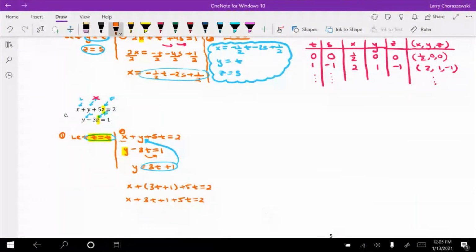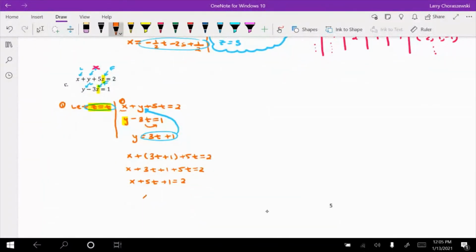All right, so let's combine some like terms. x plus 5t plus 1 equals 2. We'll go ahead and isolate x to get x equals negative 5t plus 1. And so at long last, we have a parametric equation for x now. And that's all the variables that we need to write parametric equations for. That's going to take us to step 3.